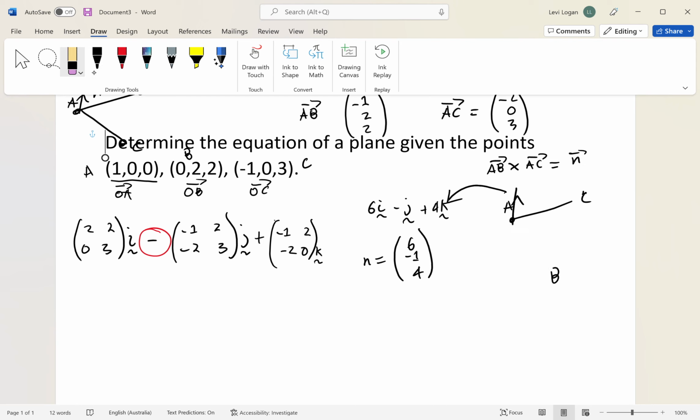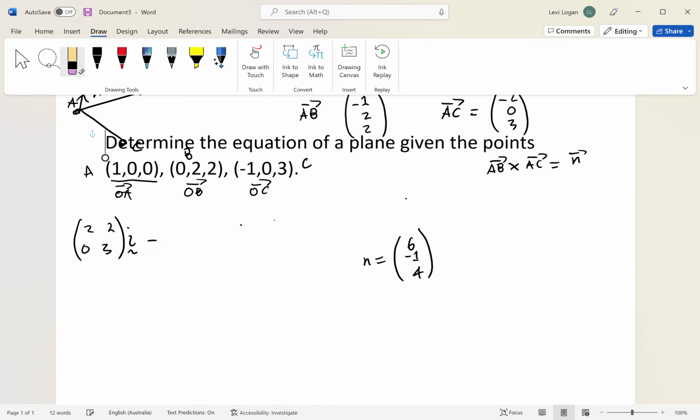That's the hard part of finding the equation of a plane, doing the cross product, because a lot of people forget the minus sign here. And of course finding the determinant. Right, we've got our normal vector now. So what do we do now?